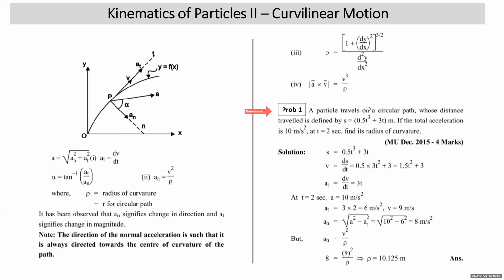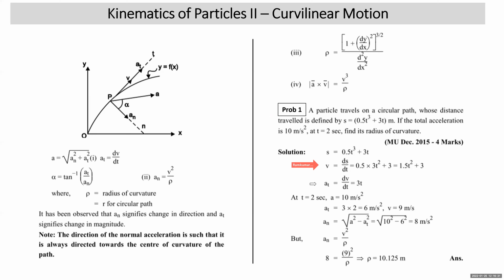Now problem number 1, we read. A particle travels on a circular path whose distance traveled is given by s is equal to 0.5 t cube plus 3t meters. If the total acceleration is 10 meter per second square at t is equal to 2 seconds, find the radius of curvature. Students, you are given s in terms of t. I can differentiate it with respect to t. So what I'll get is ds by dt, that is velocity: 0.5 into 3t square plus 3, which is 1.5 t square plus 3.